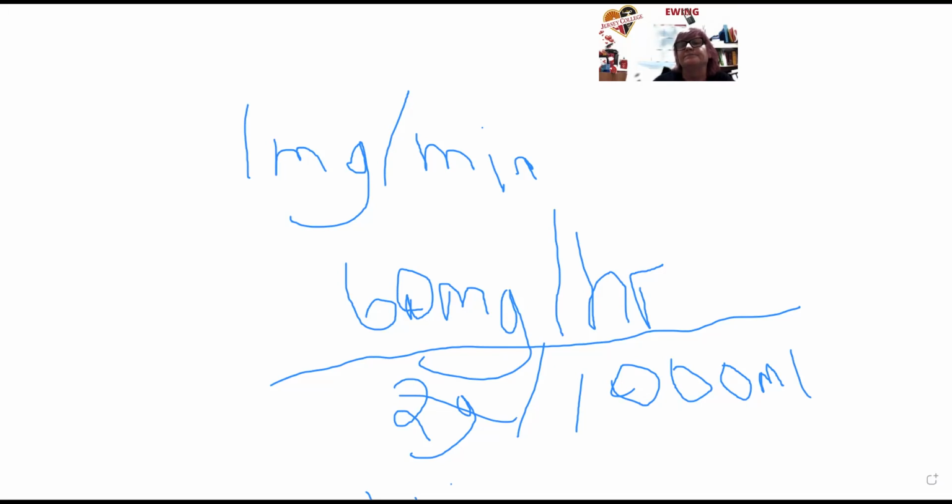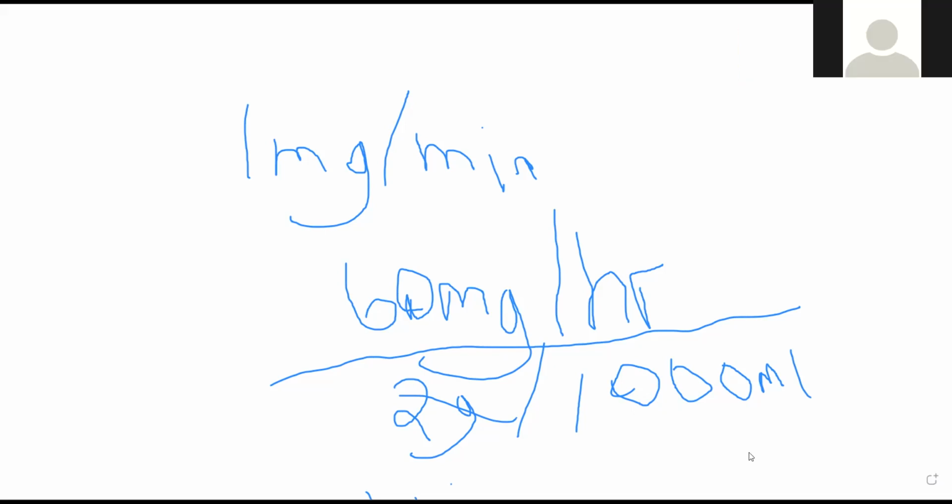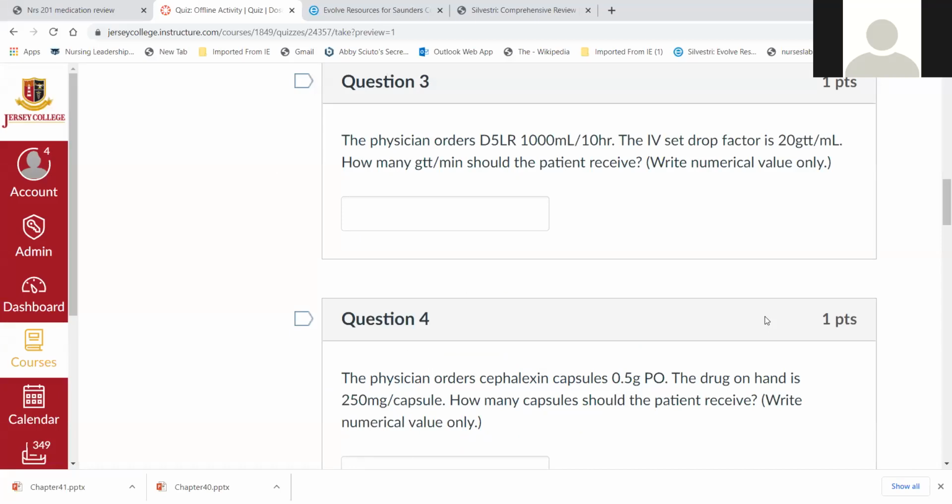All right, the next one is a straight drop factor. So you guys can do that one if you want. Again, it's drops per minute, so you have to do the conversion. Your screen is still on your writing screen. The screen is not up.